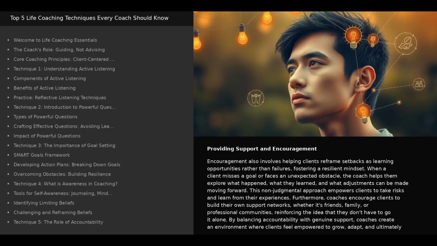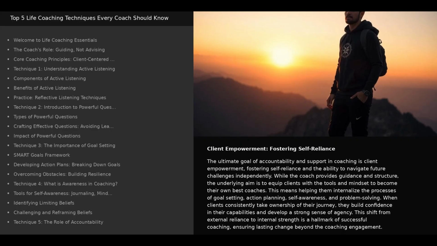This non-judgmental approach empowers clients to take risks and learn from their experiences. Furthermore, coaches encourage clients to build their own support networks, whether it's friends, family, or professional communities, reinforcing the idea that they don't have to go it alone. By balancing accountability with genuine support, coaches create an environment where clients feel empowered to grow, adapt, and ultimately achieve their aspirations.